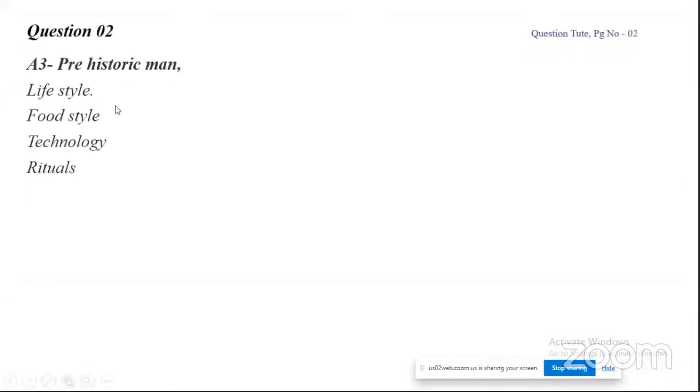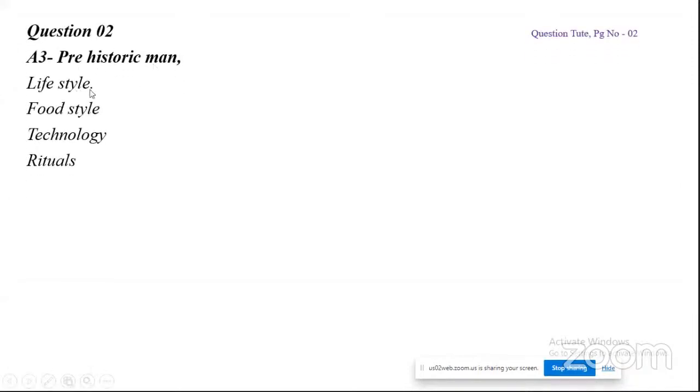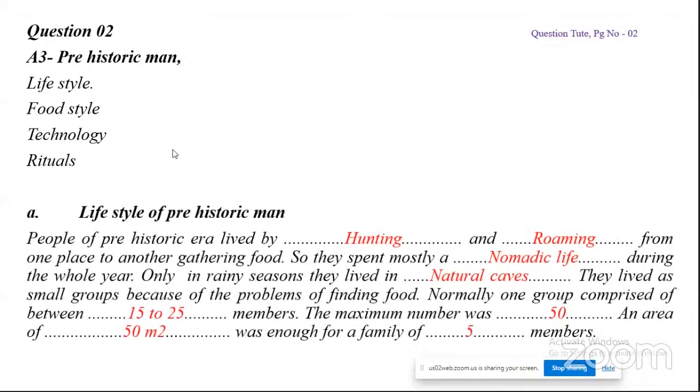Right. So if this question is given in this way, question number 2, I told you that prehistoric man, lifestyle, food style, technology, rituals, right? So this question you have to write under 3 headings. When you are writing the heading like this, lifestyle or the communal life of prehistoric man, now you have to write a paragraph. So don't write your answer in point form. When you write in the point form, normally you are not given marks. So you are given marks when you are writing this one as a paragraph.